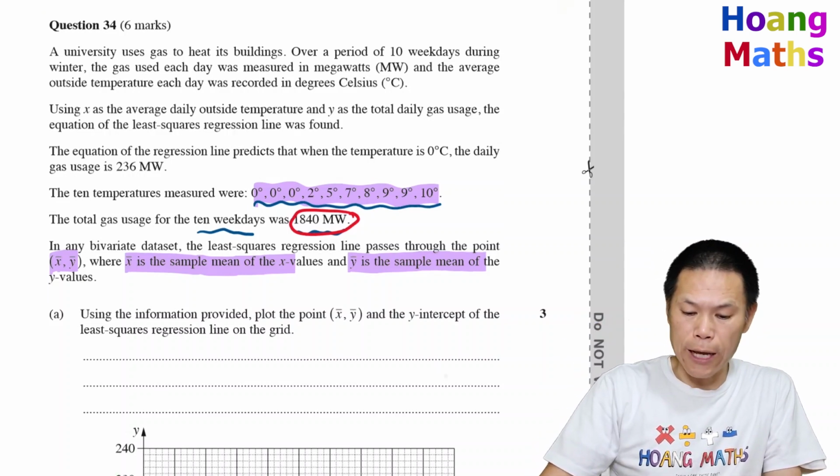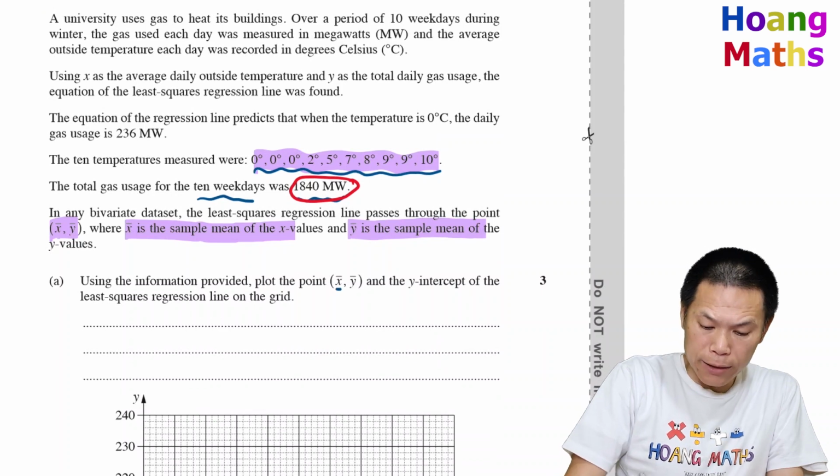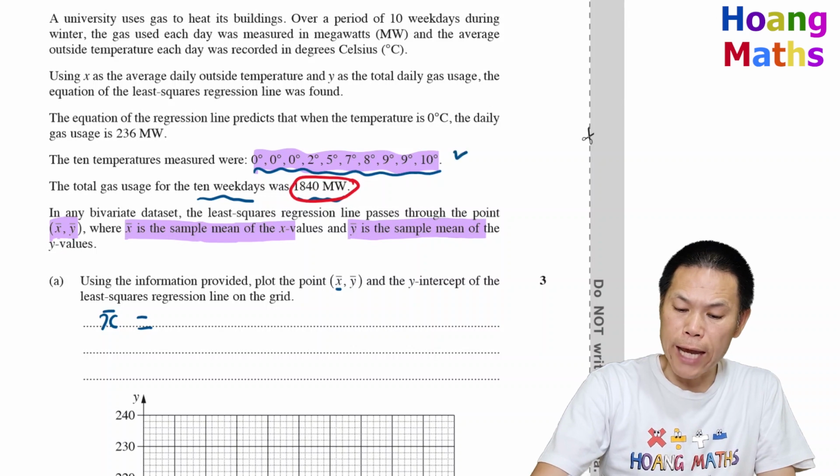So let me write this down. To work out x bar, the sample mean, we know that there are 10 of them altogether.